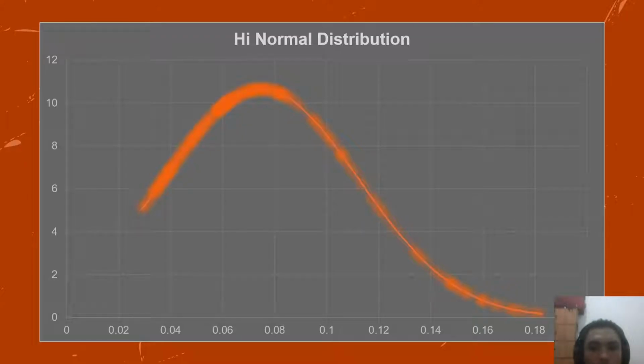As you can see here, the normal distribution is right skewed, where the right side of the normal distribution is skewed on the right side right here.